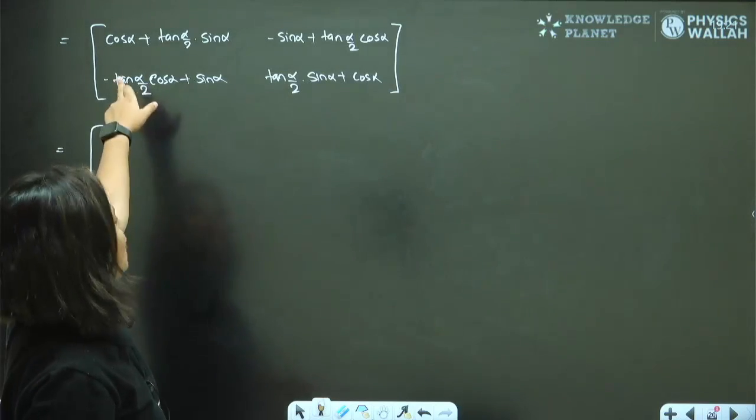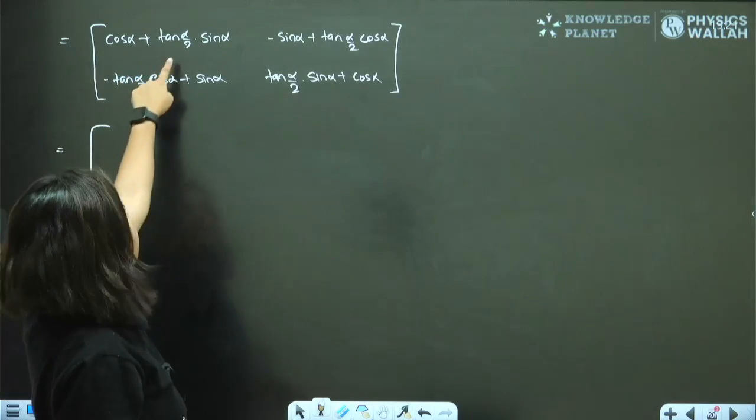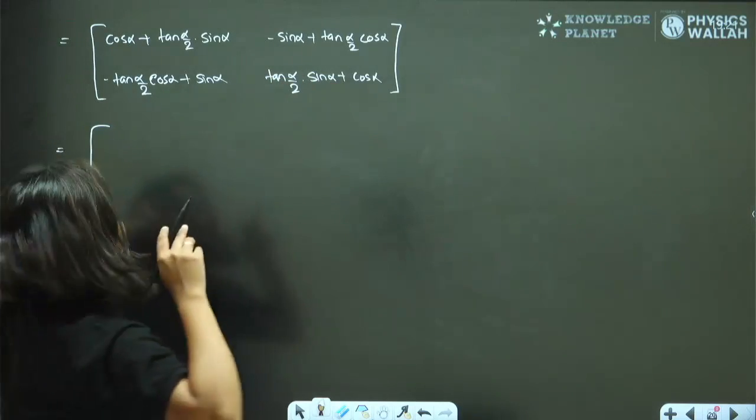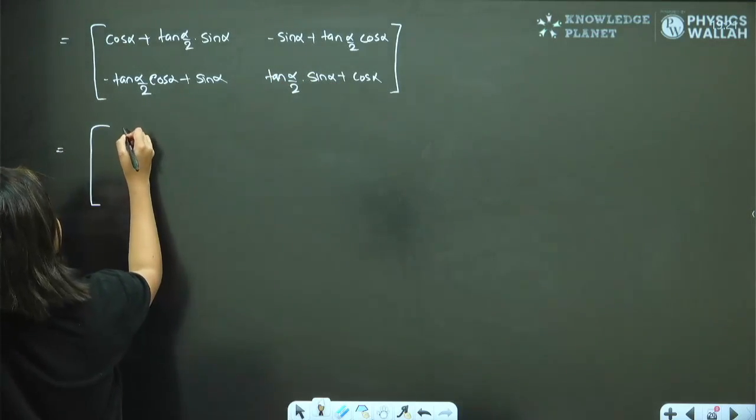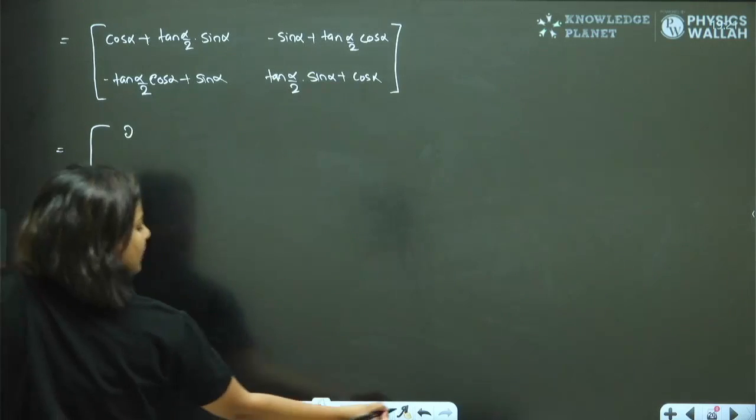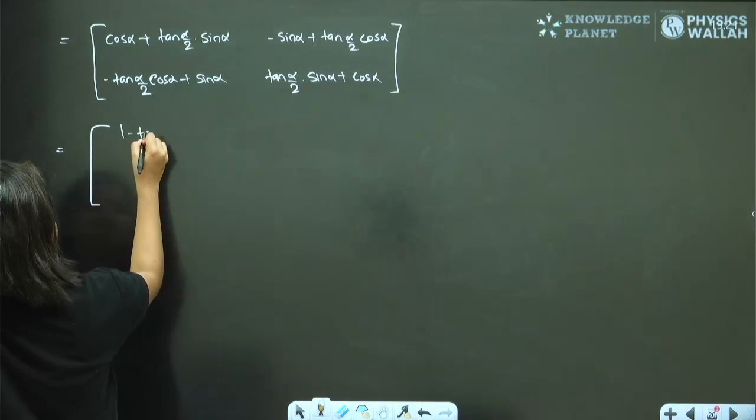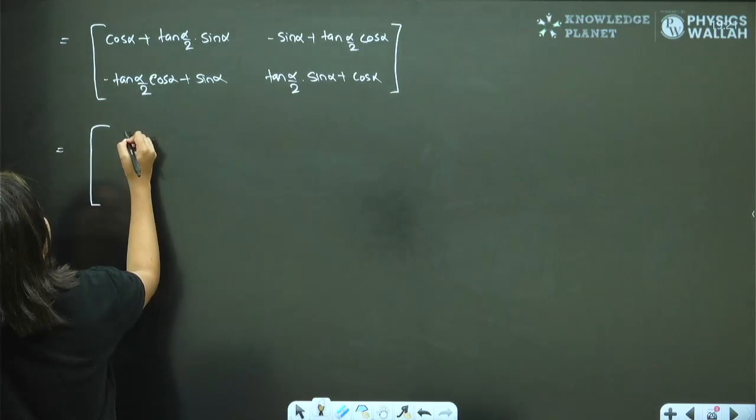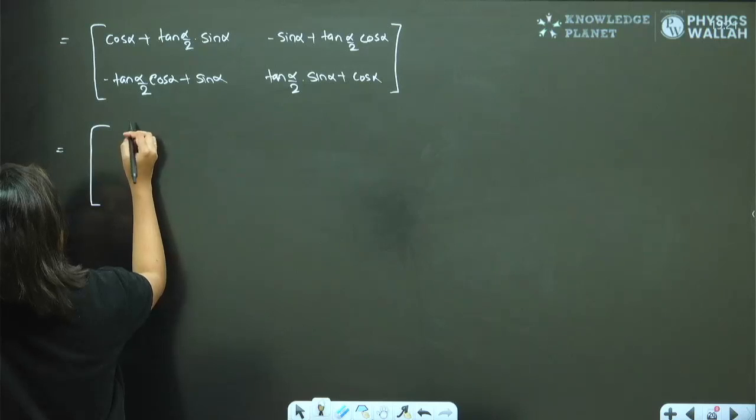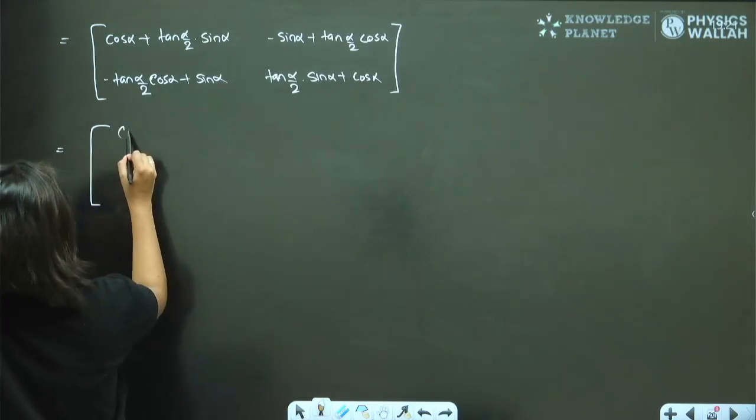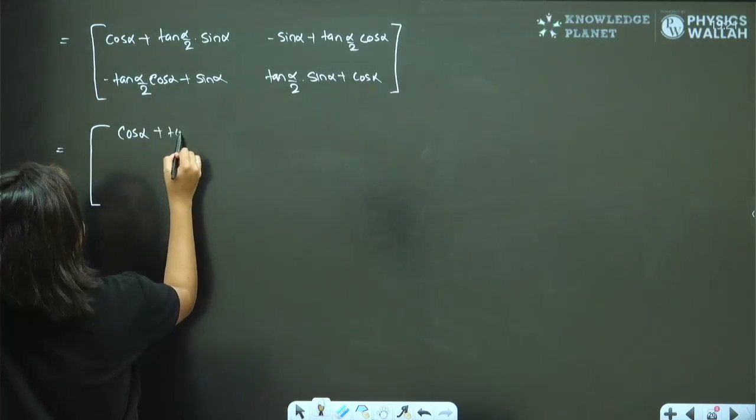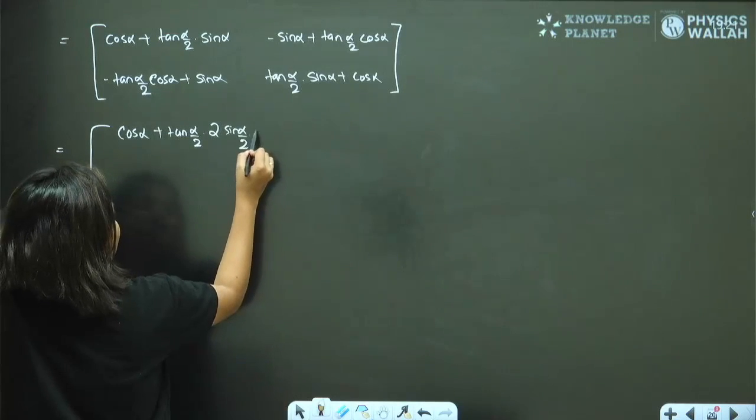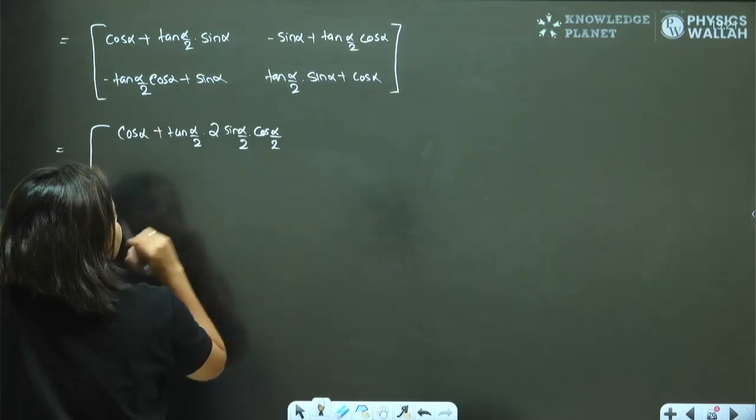Okay guys, cos alpha. Because there is a half angle like alpha by 2, we have to use the formula of half angle. Cos alpha can be written as 1 minus tan square upon 1 plus tan square. Or even if I don't write, I think it's fine. Cos alpha can be written as cos alpha for now. Tan alpha by 2, let it be. Sin alpha can be written as 2 sin alpha by 2 into cos alpha by 2.